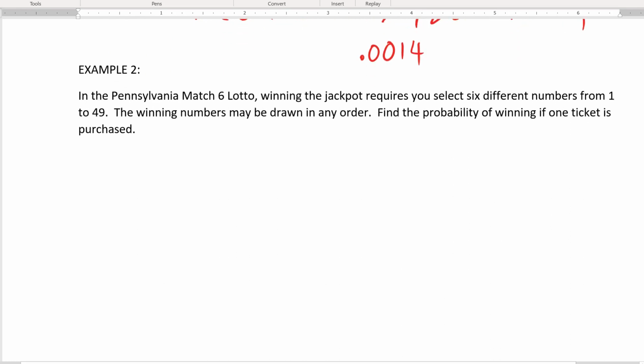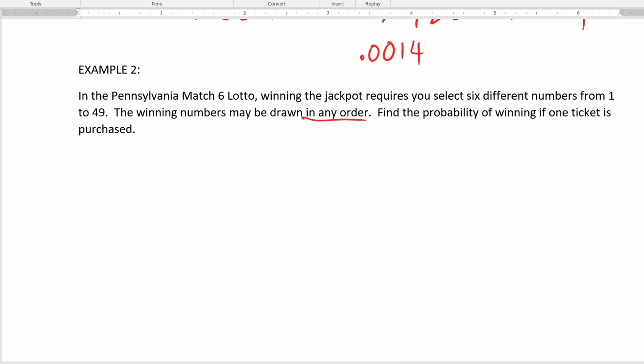The Pennsylvania Match 6 Lotto. Winning a jackpot requires you select 6 different numbers from 1 through 49. The winning numbers may be drawn in any order. Find the probability of winning one ticket. Okay? So you're buying a ticket. You have 6 numbers. How many different ways can they be ordered? Does the order matter here, though? It says no. You can select them in any order.